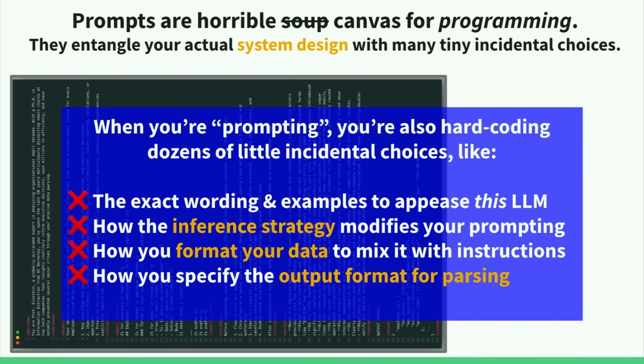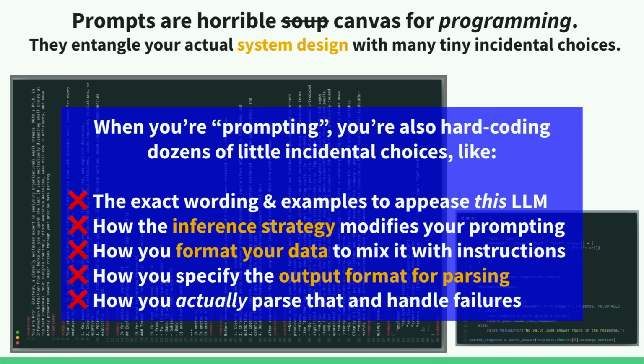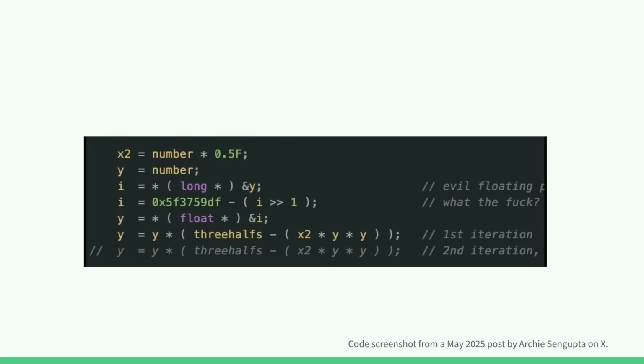How you format your data, how you specify the output format that the LLM should produce, and how you actually enforce it, and then how you actually parse, and when the LLM inevitably fails to follow these instructions, how you do the retries or validation or whatever it is that will allow you to handle the failures. Right? So there's a lot of code and a lot of strings, and it's still an unreliable mess.